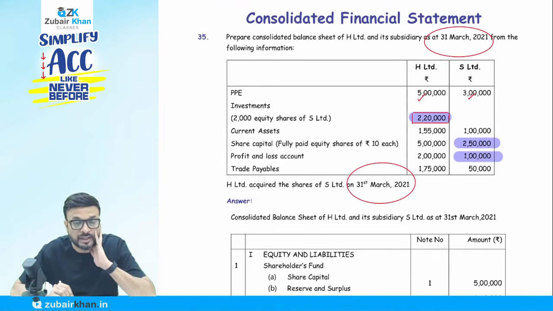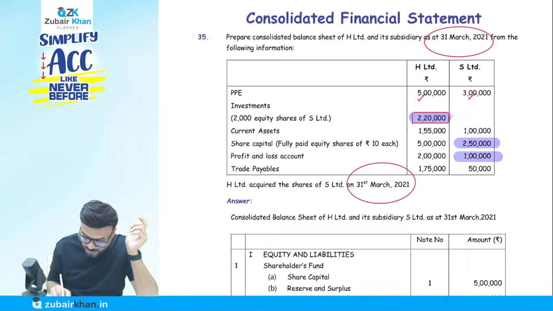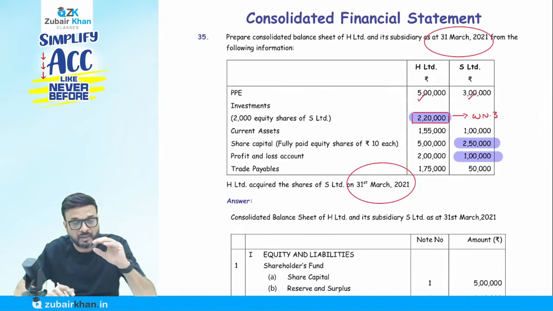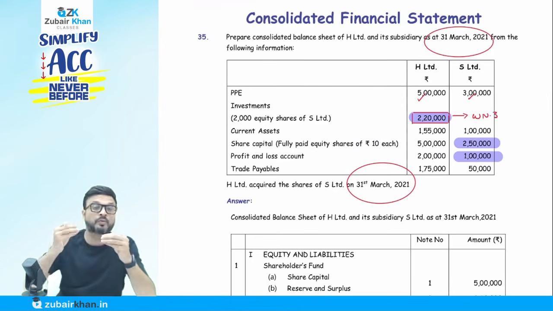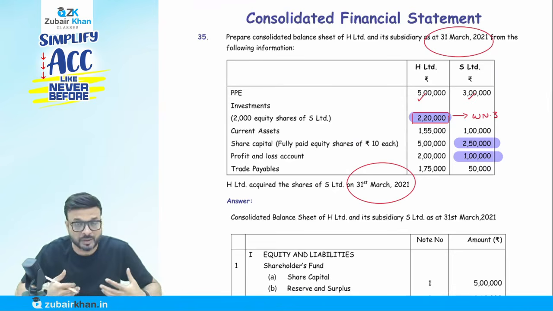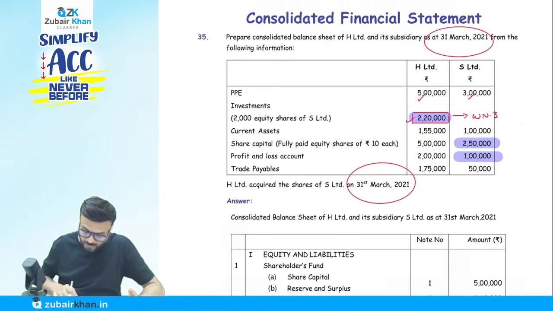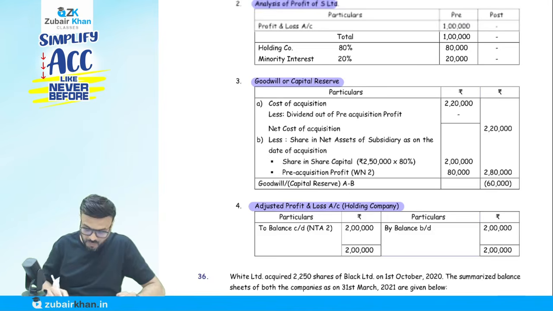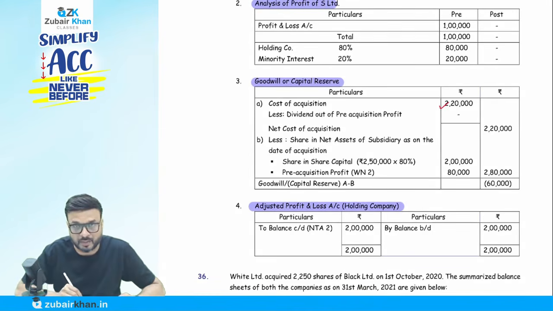So what we do here, we show it in working note number 3. Working note number 3 will always show how much investment we have done in a subsidiary company, because this investment is what we use to find goodwill or capital reserve. So investment minus, you know, I will go to that format. It is the cost of investment that we consider while we calculate goodwill or capital reserve. So that will go in working note number 3. When I go to working note number 3, you can find the cost of acquisition is how much? 2,20,000. What is this? Dividend out of pre-acquisition profit. I will discuss with you later, but in this question it is 0.